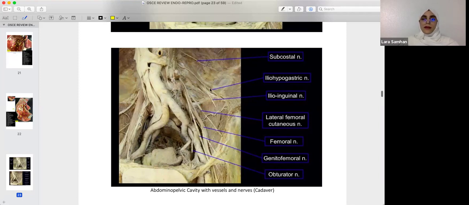Okay, perfect. So we have this very mini one, the ilioinguinal nerve. From the word itself, it says iliac, so it's going to the iliac place and the inguinal structures. Okay, we have in here the iliohypogastric nerve, and we have in here the subcostal.